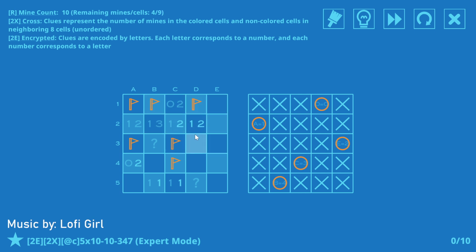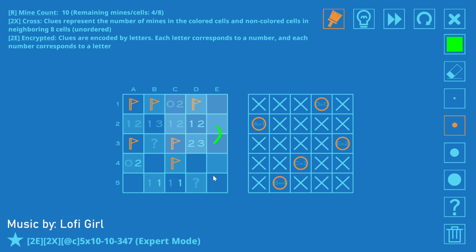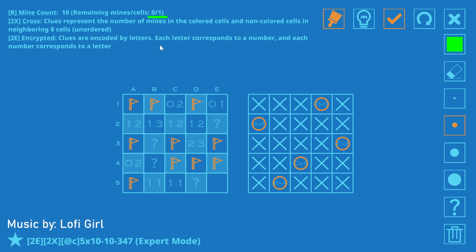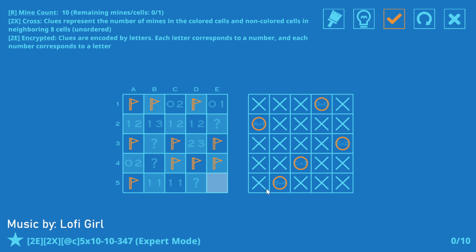0, 2 means that has to be a mine. 1, 2 is complete. 2, 3. I don't know. Well, 1, 2 means there can only be a maximum of 1 mine in here, and therefore 2, 3 must have only 1 mine here, and therefore must have 2 mines here. 1 mine here will also complete this 1, 2, so there's no mine there. 0, 1 is complete, this is complete. 1, 1 is complete, this 1 means there's a mine here, and because there's 0 mines remaining from the remaining cell count, there is no mine there.